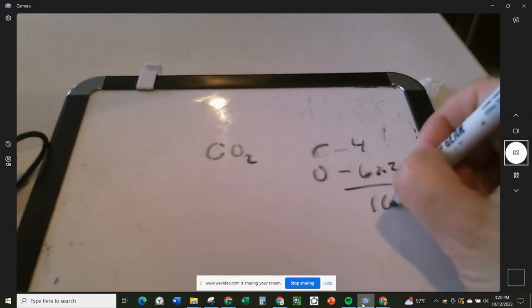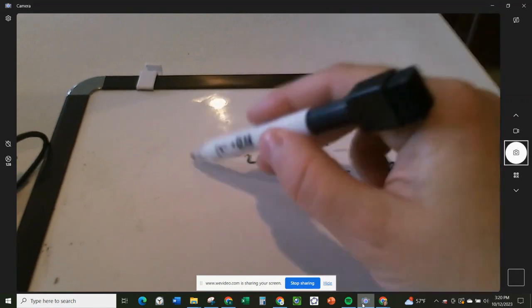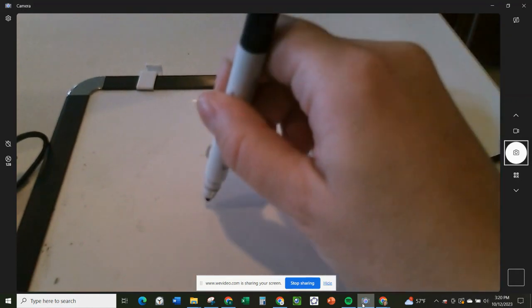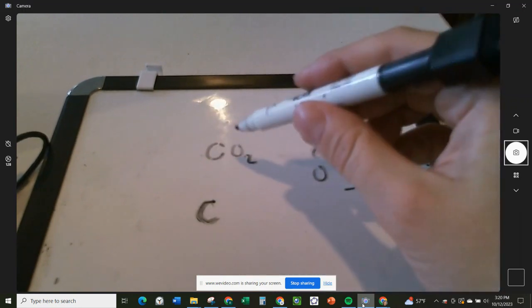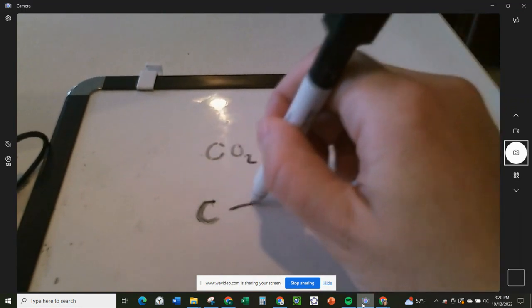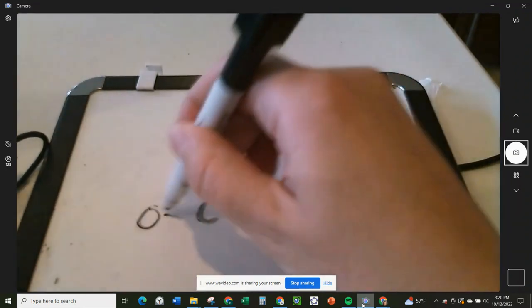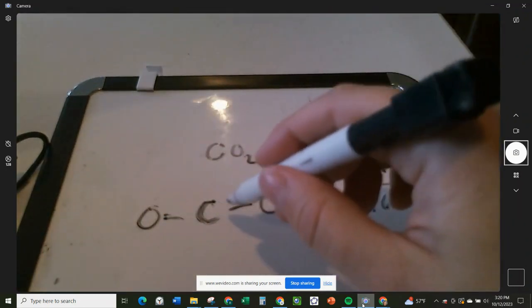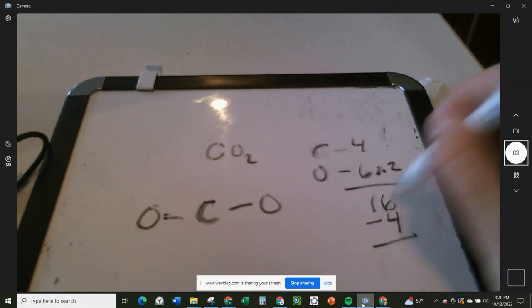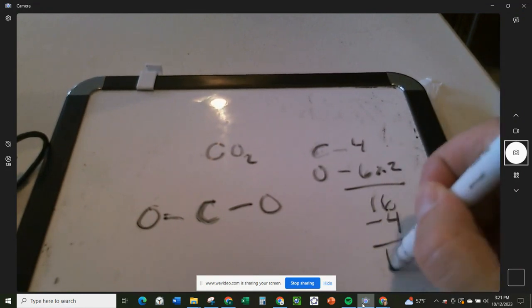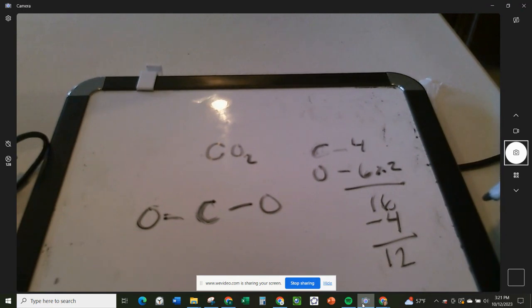Okay, so that's 16. All right, so we're going to pick a central atom. We're going to pick carbon as our central atom because it's less electronegative. It shares better than oxygen. Then we're going to connect our oxygens to our central atom. So we have two bonds, four electrons that we've used so far, and we've got 12 valence electrons left.